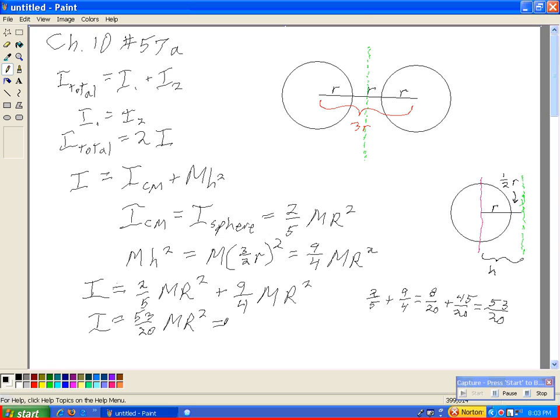Then looking at what the total is, 2 times 53/20 mr squared, which equals 5 3/10 mr squared. There's your answer.